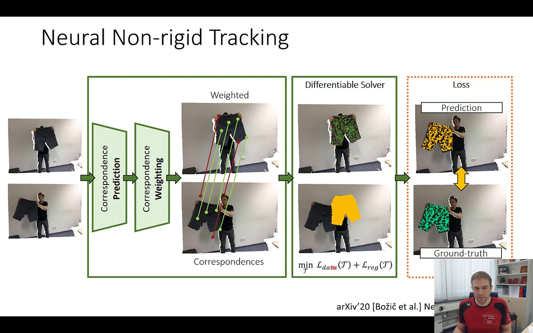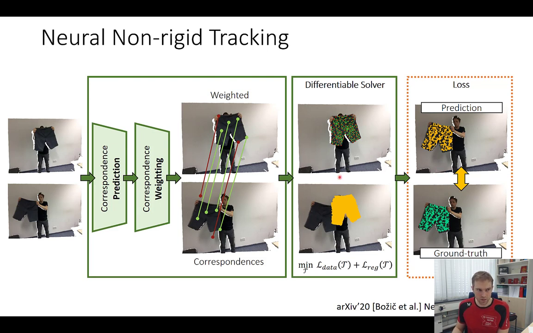We have a data term and a regularization term. The data term is essentially these correspondences. The regularization term could be ARAP, could be embedded deformation. In this case, we use an ARAP term on a deformation graph. And then we have a loss that tells us, between the prediction and our ground truth, how close we were at the end of the day.